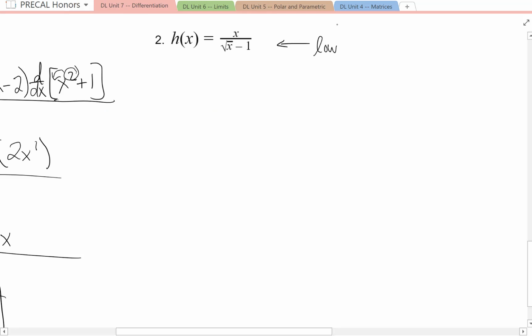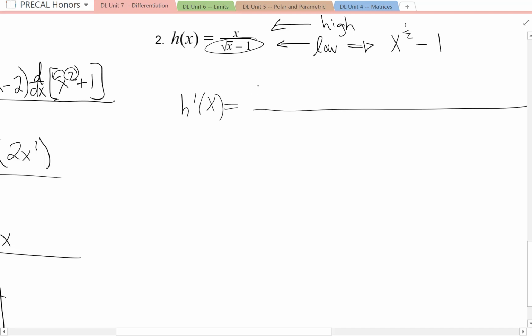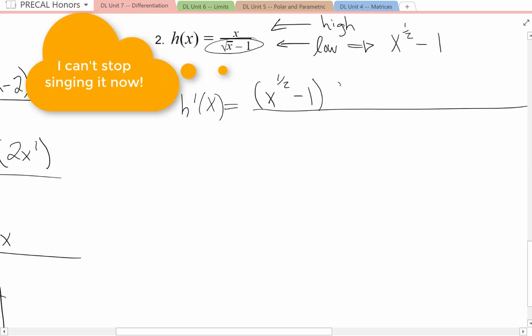The denominator is root x minus 1 and the numerator is x. Sometimes it's helpful to rewrite the roots, so this quantity can be rewritten as x to the power of 1/2 minus 1. The derivative, or h prime of x, would be the quotient rule. Low d high minus high d low, over low squared we go.